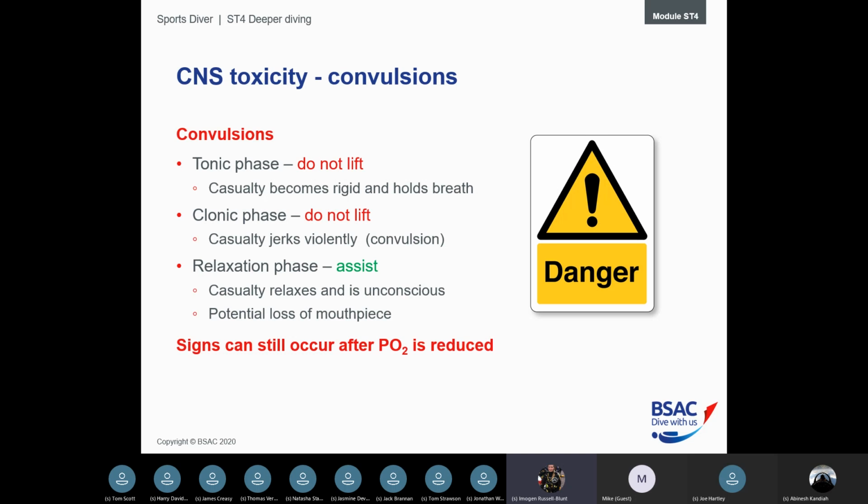Even if you ascend somewhat and the partial pressure is reduced because you've ascended to a smaller pressure, these signs can still occur. So if you ascend 10 meters and they're still convulsing, that is not your fault. These things will continue until they can get further medical attention.